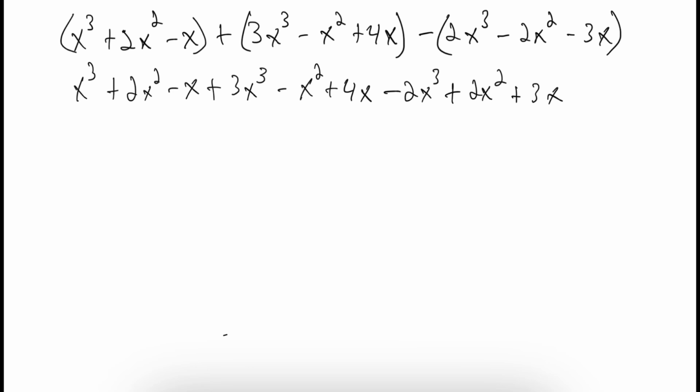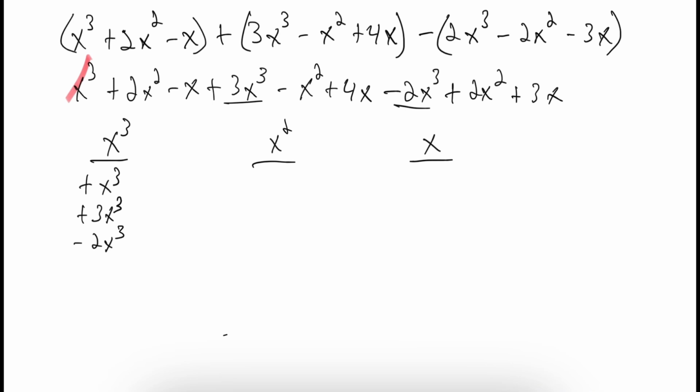So we've got a whole bunch of them like this. I like to make a chart. So we've got an x cubed chart, an x squared chart, and an x chart. Now we'll write all our x cubes here. So we've got positive x cubed, and we've got positive 3x cubed, and negative 2x cubed.